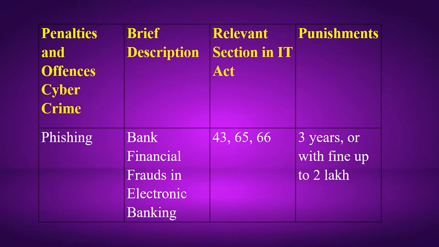And the final one we are talking about in this domain is called phishing. It deals with financial frauds, whatever banking related frauds are committed in cyberspace and electronic banking, and is called phishing. And this attracts up to 3 years of imprisonment or a fine of up to 2 lakh rupees. So, these are samples of how cybercrime is operated and punished under the cyber laws.